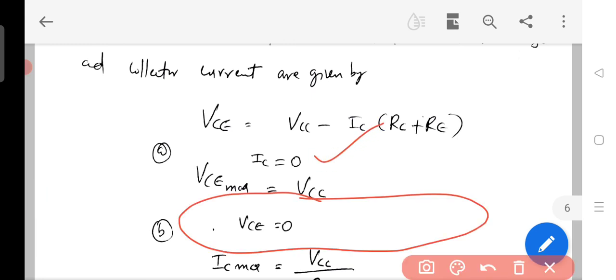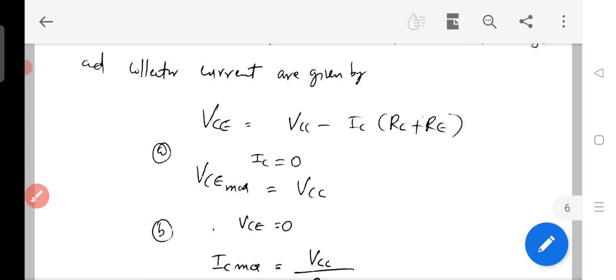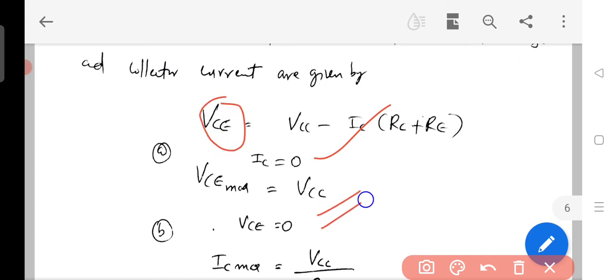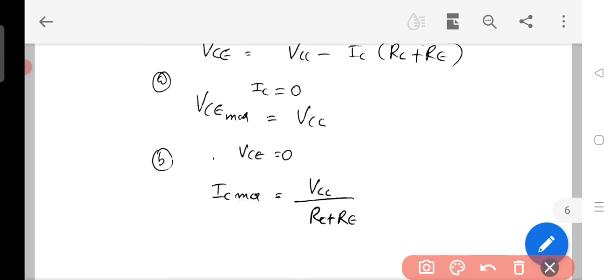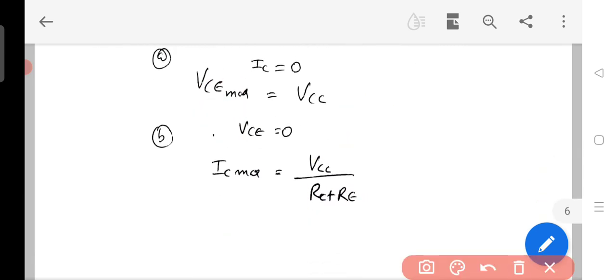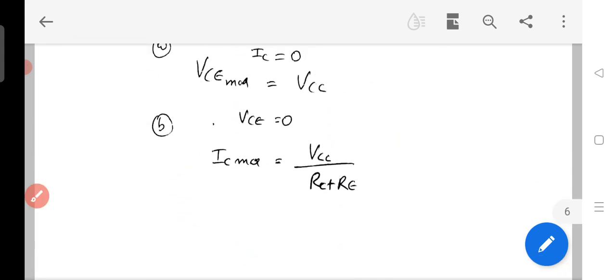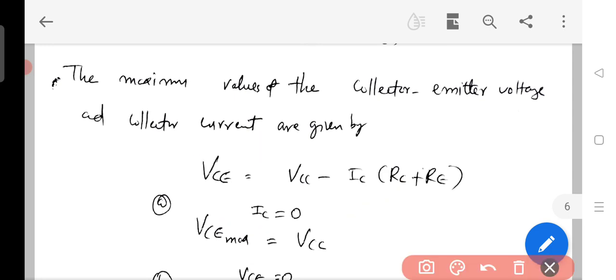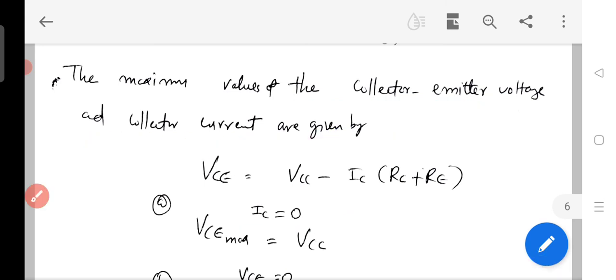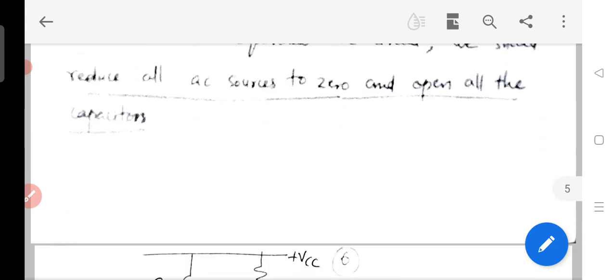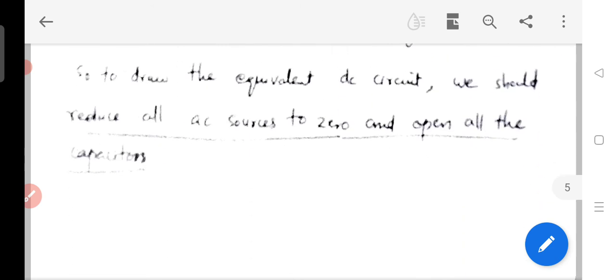When we draw the load line, we take the maximum and minimum values of the collector current. When IC is 0, we have the VCE max that is given by VCC, and when VCE is 0, we have the IC max that is given by VCC by RC plus RE. So these are the maximum values of the collector emitter voltage and collector current, and this will be helpful to us to draw the load line. So this is all about the DC equivalent circuit, and in the next class we will be seeing the AC equivalent circuit.